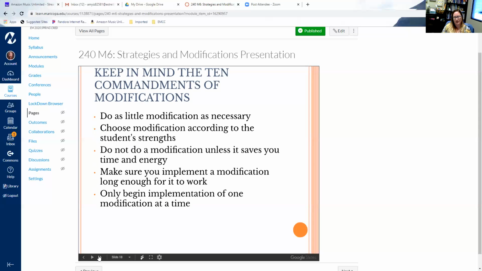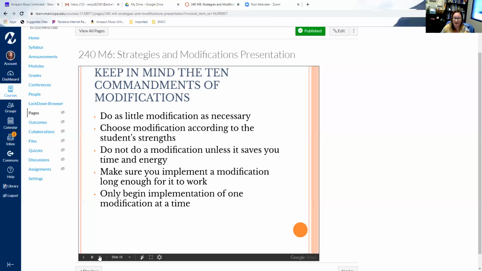So in using those accommodations and modifications, there are 10 things that you should keep in mind. So the 10 commandments of modifications. So do as little modification as necessary. Choose that modification according to the individual's strengths. Don't do a modification unless it's saving time and energy. What is the point of putting something in place if it's going to take more work and time?